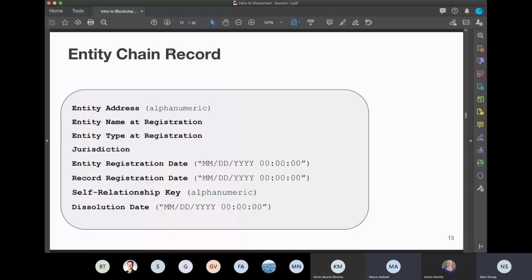I have my jurisdiction. You might want to note that on the personal identity record, we didn't put down gender.